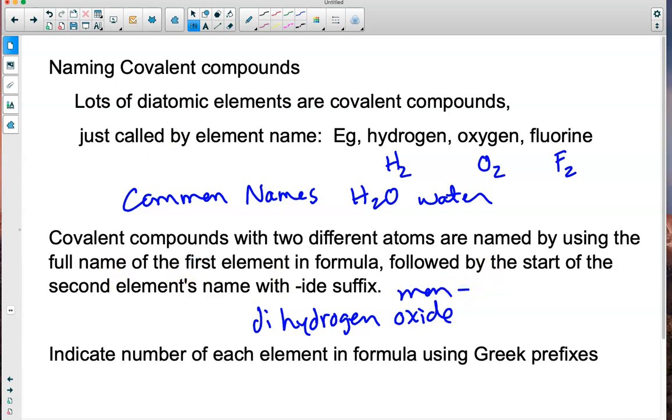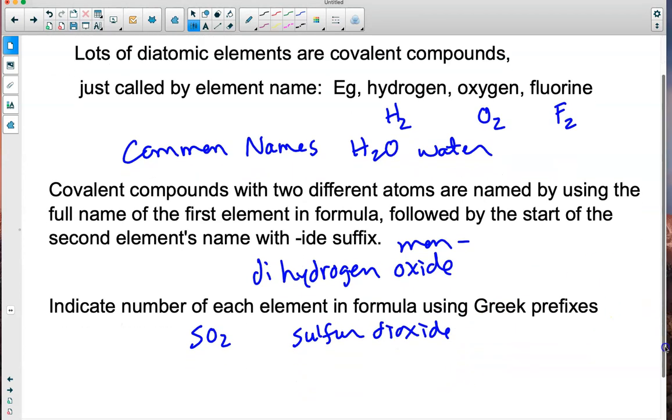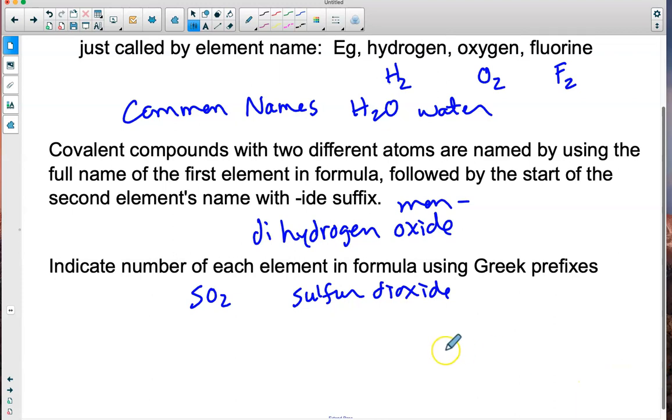So for example, something like SO2 would be sulfur dioxide. We leave the mono off if there's only one of the first element, but we make sure we include it if it's our second element. So another example would be P2O5, which would be diphosphorus pentoxide.